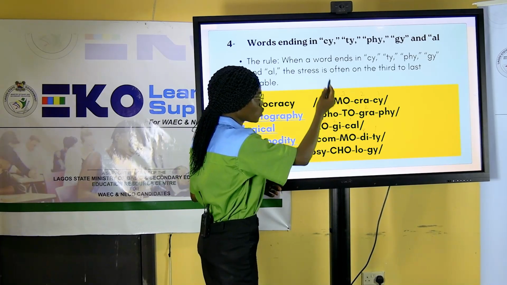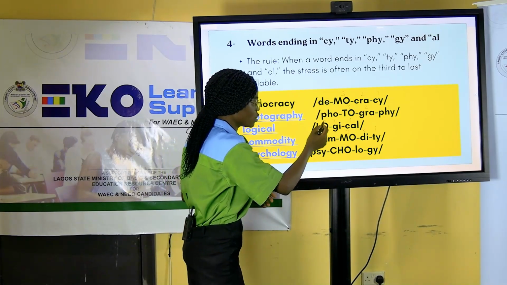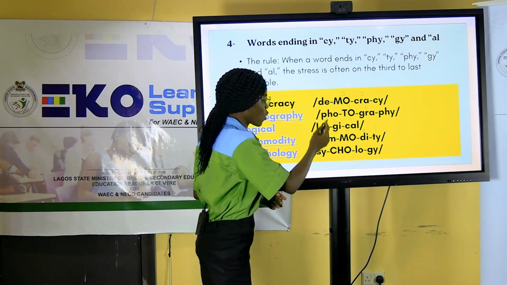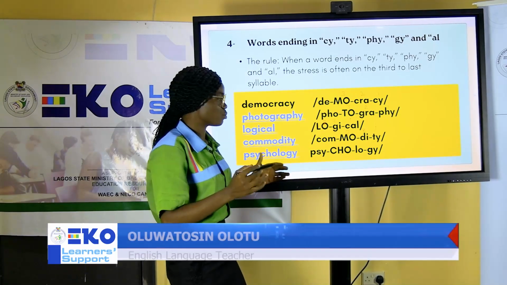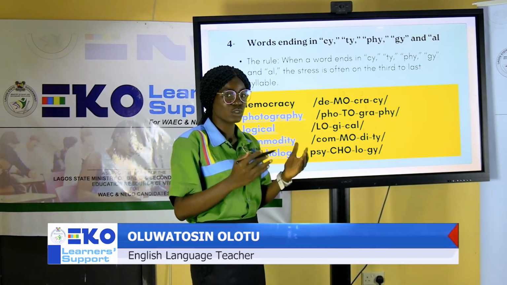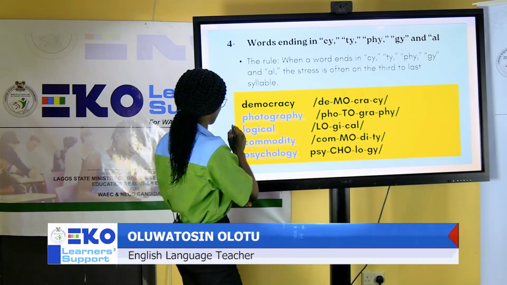So I remember we've done that in our previous class. Democracy, photography, logical, commodity, psychology. You pronounce your words properly. Otherwise, you sound like a robot if you don't pronounce your words properly.